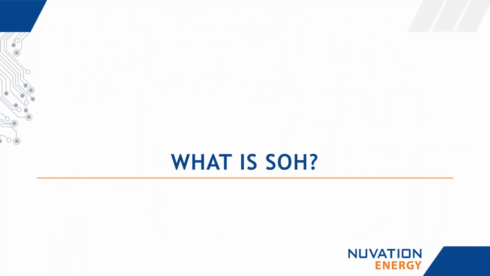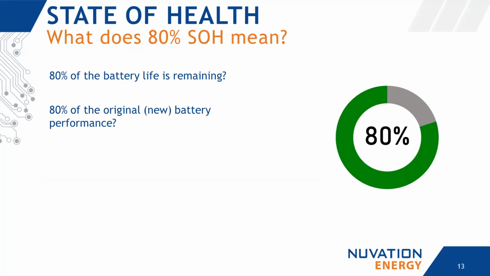So, what is state of health anyway? If I say this battery has a state of health of 80%, what does that mean? Does that mean that there's 80% of the useful life remaining? Or does that mean that the battery is performing at a level of about 80% of a new battery? This is actually a pretty fundamental question, but we see it still becoming a point of confusion in the industry.